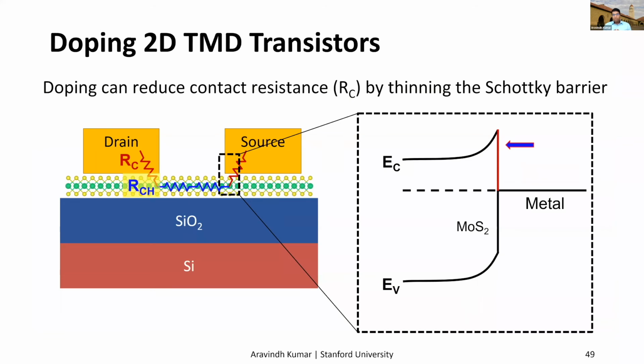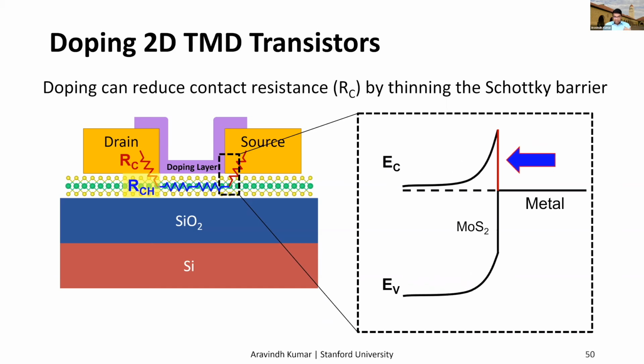So why is doping important? In the previous section, we talked about reducing the contact resistance by engineering this Schottky barrier height. But we could also dope the channel by depositing this doping layer, and this increases the carrier density in the channel and modulates the width of the Schottky barrier, which increases the electron injection and hence would reduce the contact resistance.